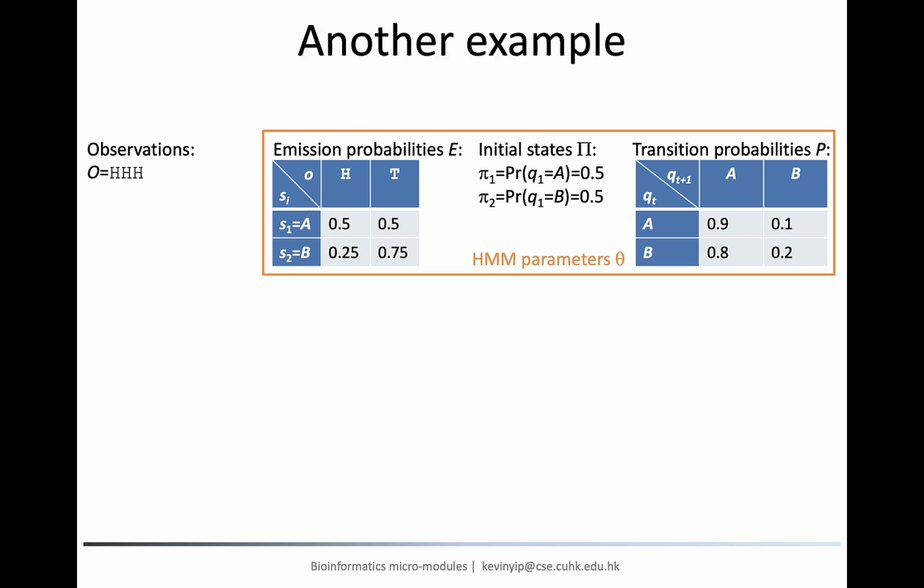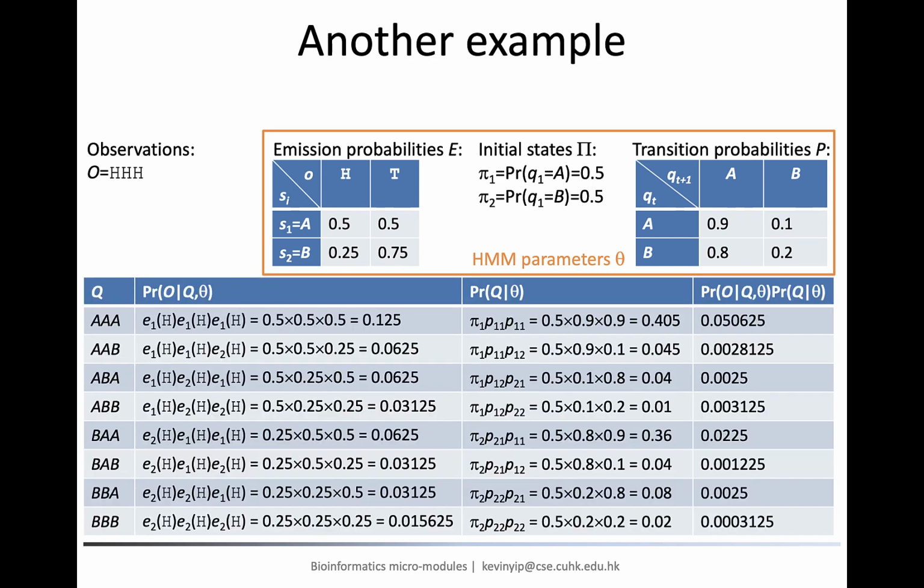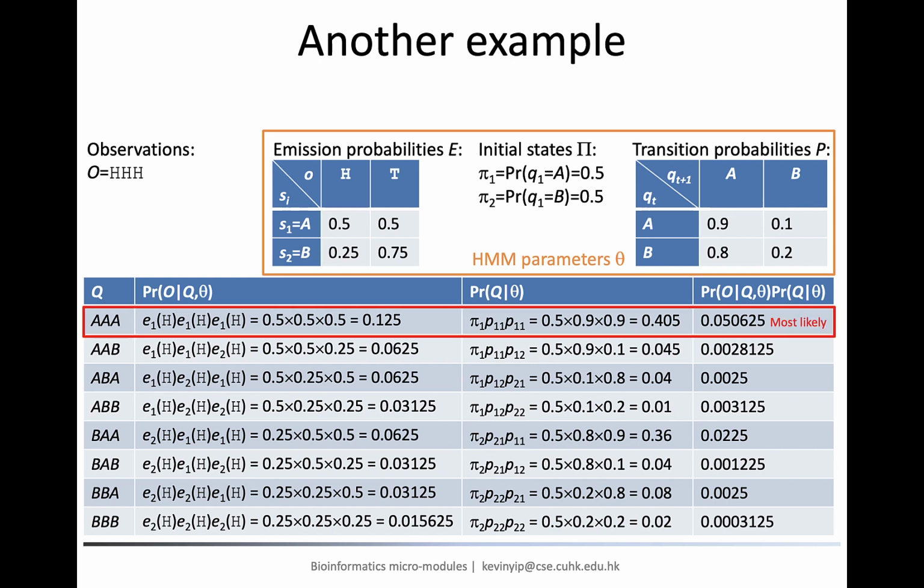This is another example with the observation sequence changed to head, head, head. The corresponding table of computations is as shown. And by comparing the values in the last column of different rows, we find that the state sequence of AAA has the highest probability. You're encouraged to do the calculations on your own and see if you come up with the same conclusion.